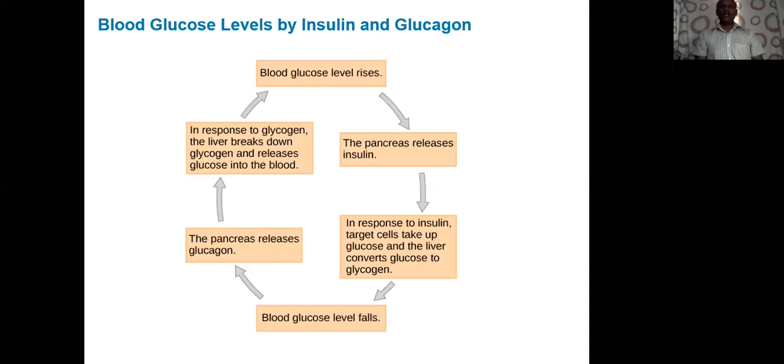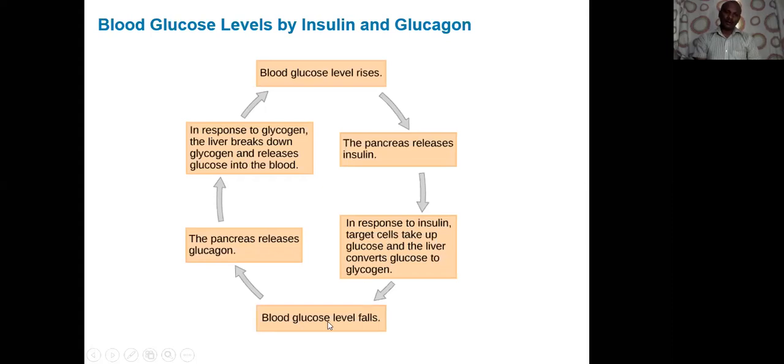One is insulin, another is glucagon. We know that glucagon causes the breakdown of glycogen into glucose when there are reduced glucose levels. The other one is insulin. It acts when there are increased glucose levels, and glucose will be converted into glycogen. When the blood glucose level rises, the pancreas, that is the beta cells, will secrete insulin. Then insulin will act on the liver, and glucose will be converted into glycogen.